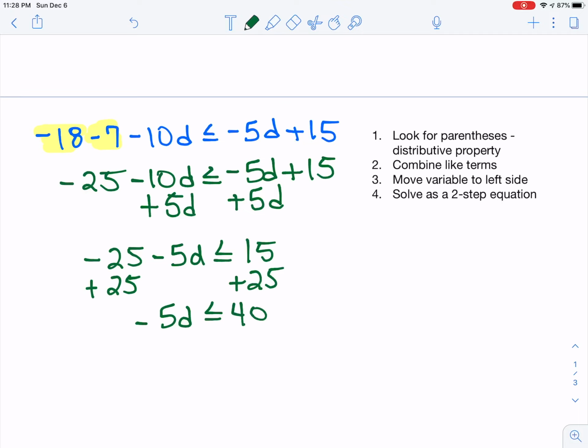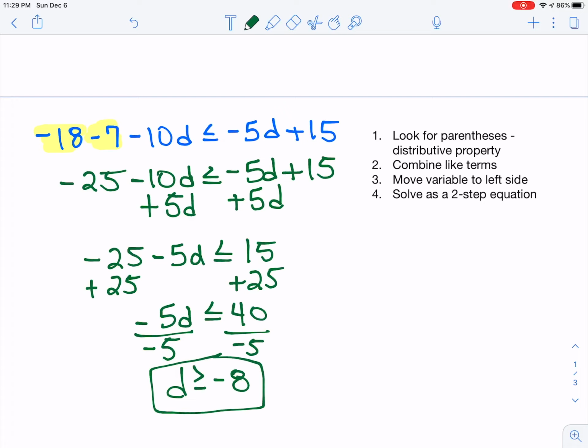My last step is to get rid of this negative 5 that's in front of that d. Since it's being multiplied, I'm going to divide. So then I have d. Now, because I divided by a negative, we have to remember our symbol has to change direction. So it's going to become greater than or equal to, and 40 divided by negative 5 is negative 8.